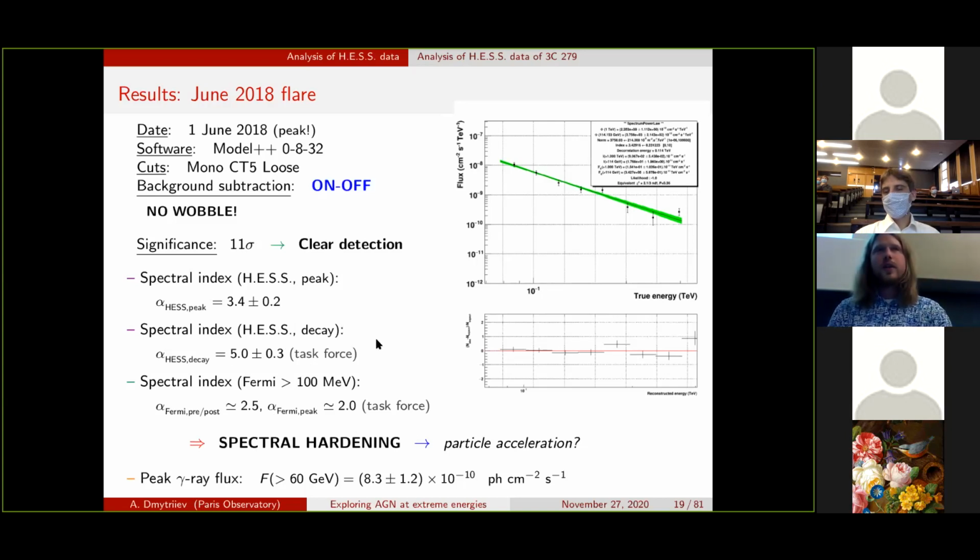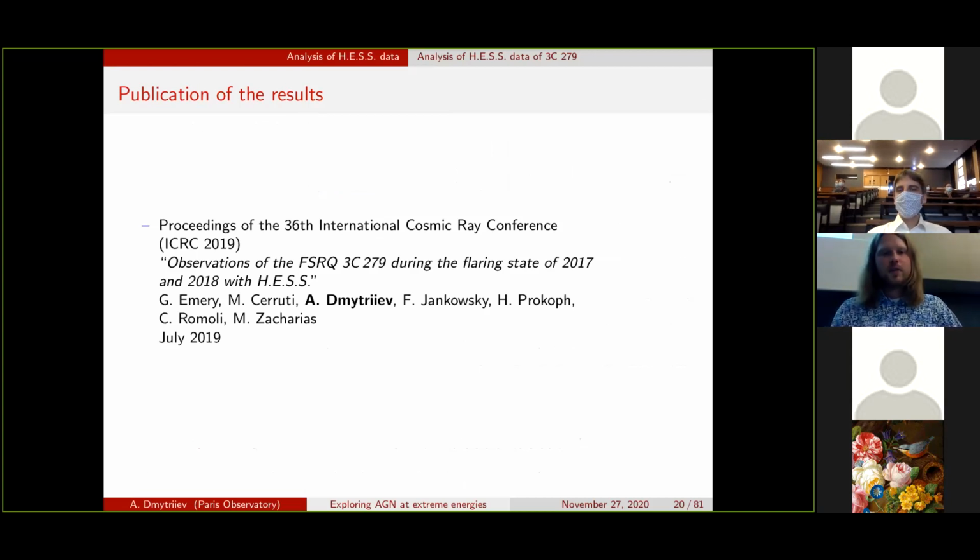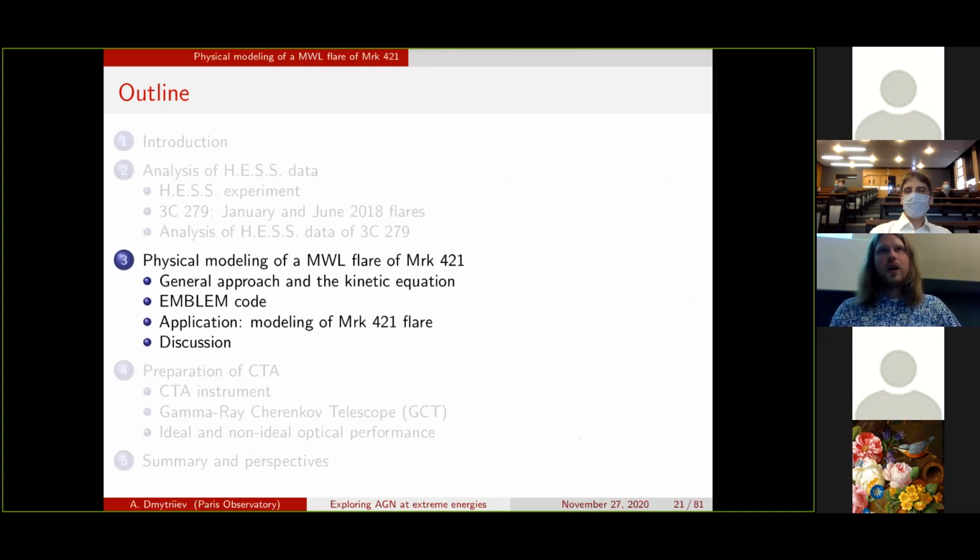So we can see that in the gamma ray range, there was a noticeable spectral hardening, which we may interpret as an indication of particle acceleration in the source during the flare. I also computed the peak gamma ray flux. I published these results in the proceedings of the 36th International Cosmic Ray Conference (ICRC), together with other members of the task force, in 2019. Then I would like to present the core of my work, the physical modeling of flares.